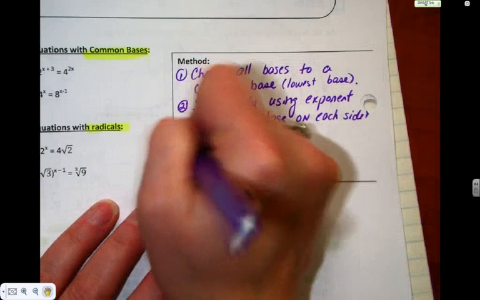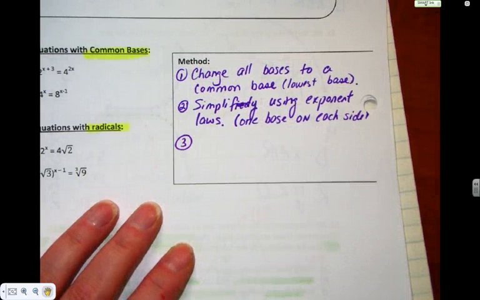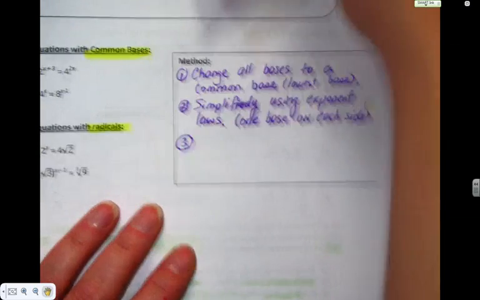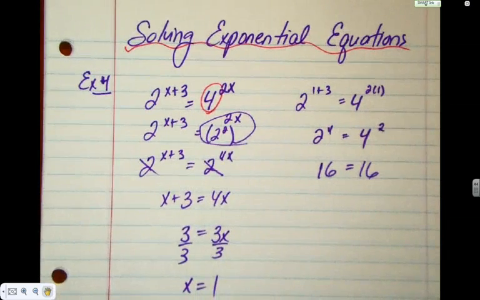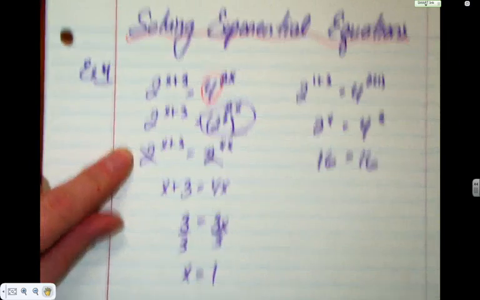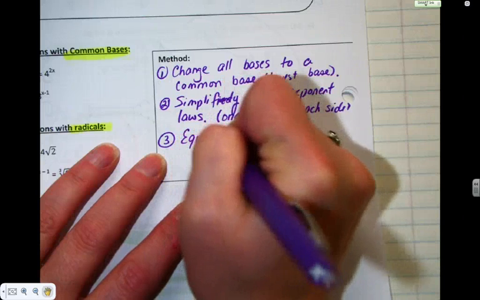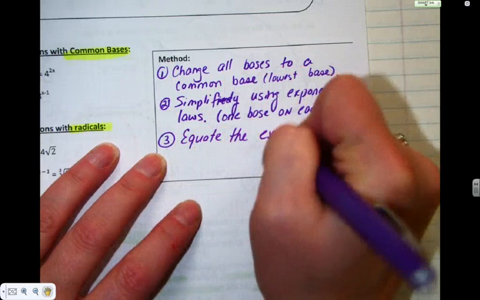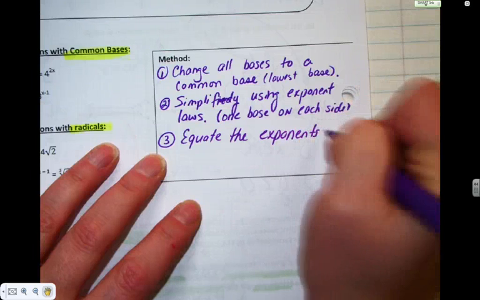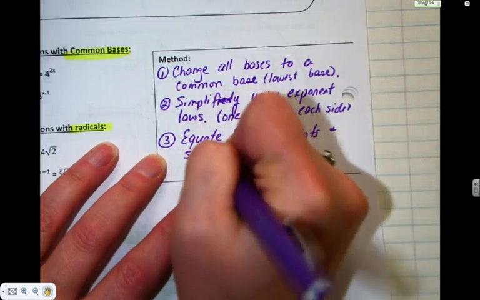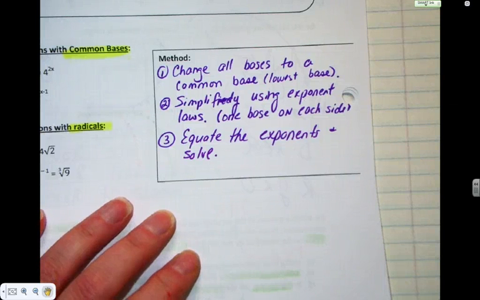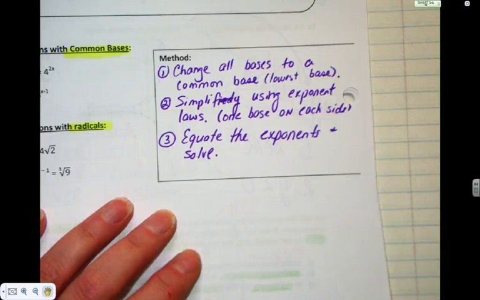Okie dokie. I'll just show it to you again. So what did we do after we used exponent laws? Drop the bases. We call that equate the exponents. Drop the base. I like that. All about that base.